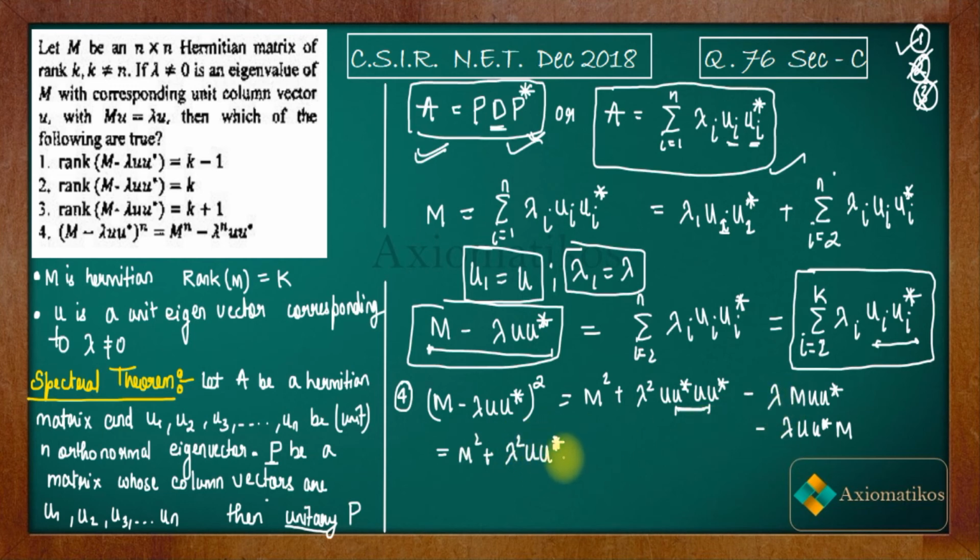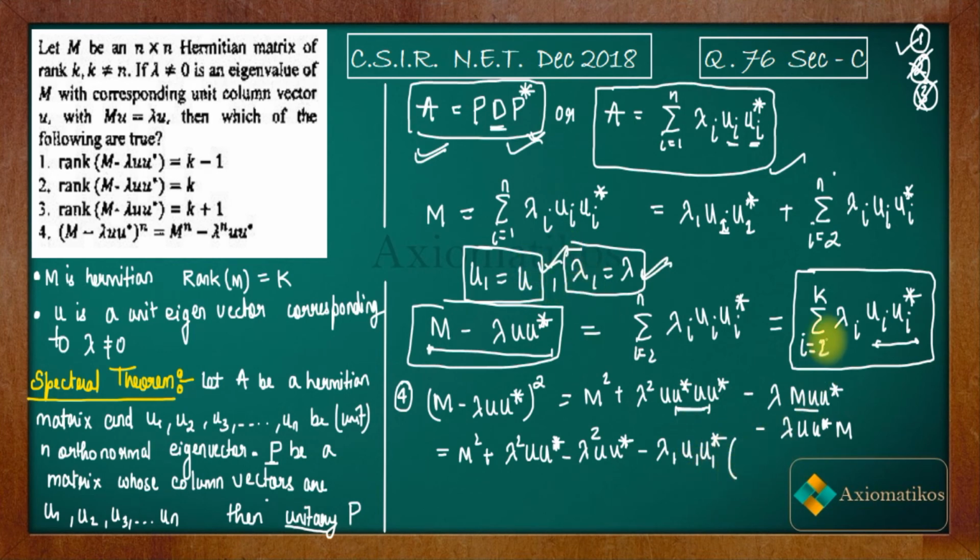Now let us write. Now see, mu is what? Mu is lambda times u from the given statement. So you will get lambda square uu star minus. Now what I will do, I am not writing lambda anymore. I will just write lambda 1 for a while. I will tell you why. And instead of u, I am writing u1 star, because they are equal actually.